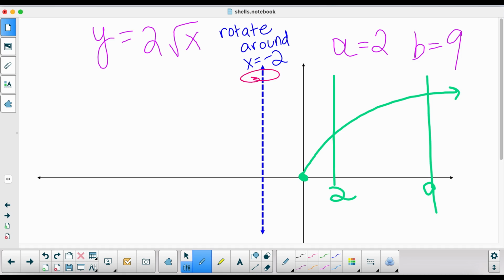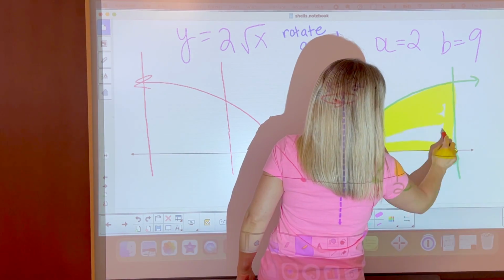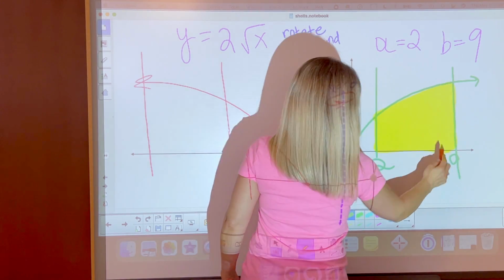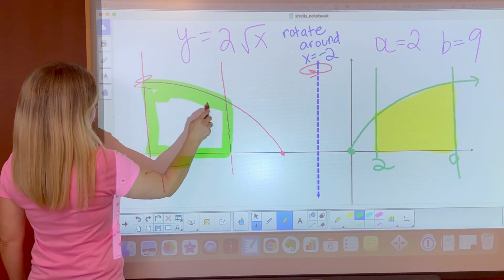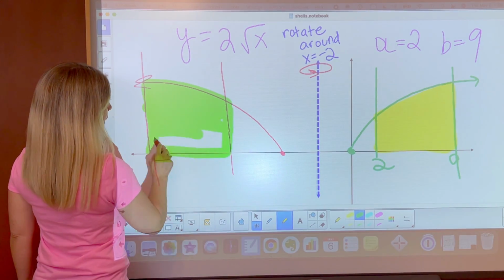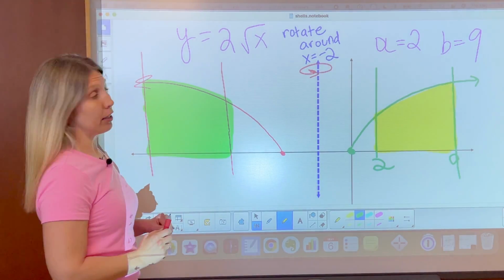So we're rotating around x equals negative 2. So we have to account for this space here first. So I'm going to move it right here. And then my function will go up this way. And then we have 2 here, so I've got to cross this one here, and I've got to cross one over here. Here is the original space that we want to revolve around the line x equals negative 2. This is the shadow that it is going to create when we revolve that function around x equals negative 2.